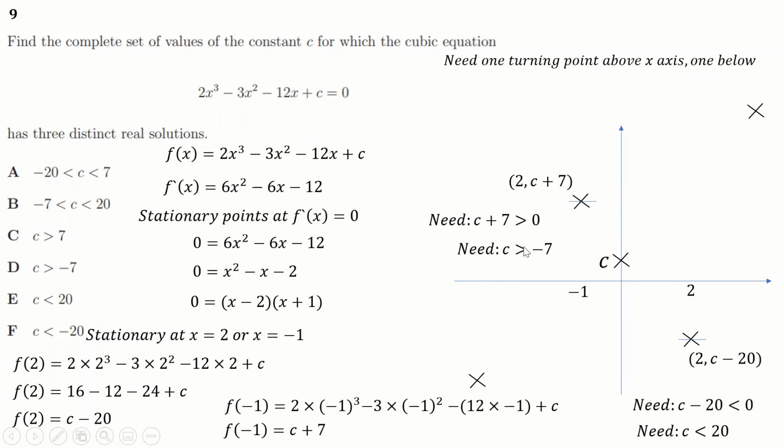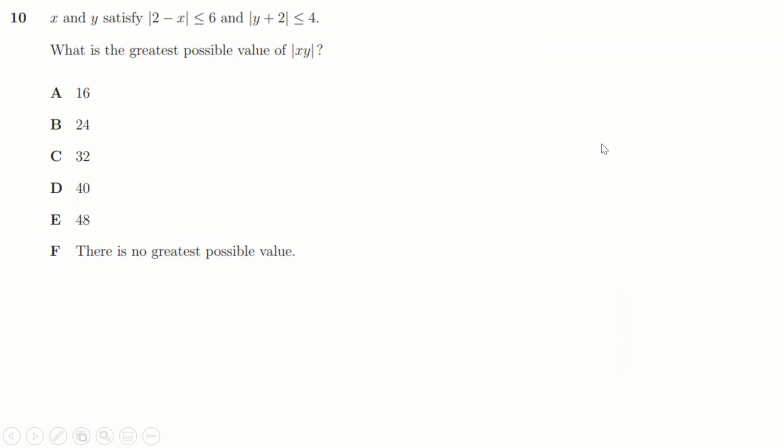Which of these refers to c greater than minus 7, less than 20? Well, it's that one there. And we get our answer. And the graph looks a bit like this, which I should have drawn in, I think. But anyway, question number 10.